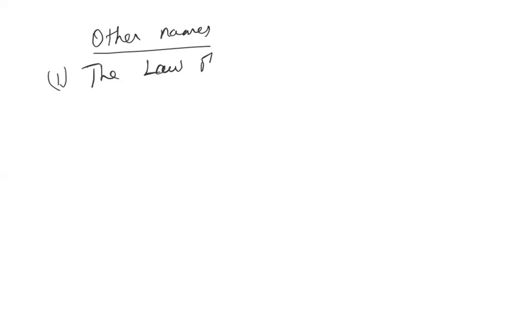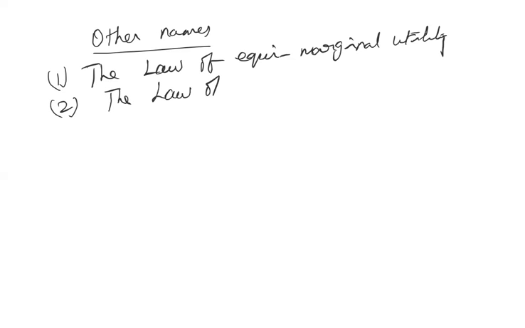Okay. So this is the law of equi-marginal utility. There are other names for this law. One name is the law of equi-marginal utility. As I mentioned, the last rupee spent should give him the same marginal utility. That's why it is called the law of equi-marginal utility. Another name for this law is the law of substitution.